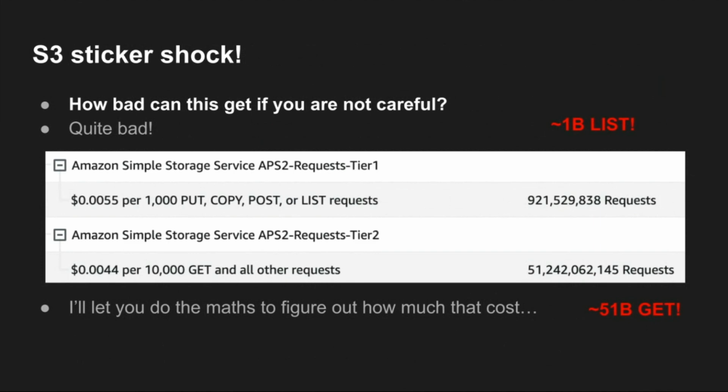I was too embarrassed to put the amount of money there, but you can do the maths. Real bad. That might be a bit hard to read, that's billion up there. Not good. dbt, good.